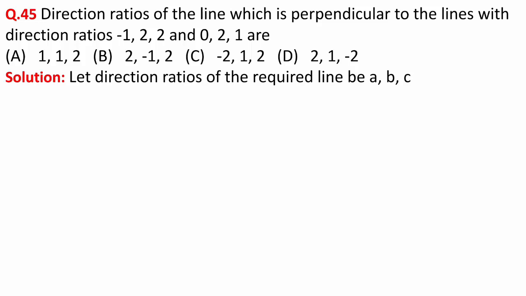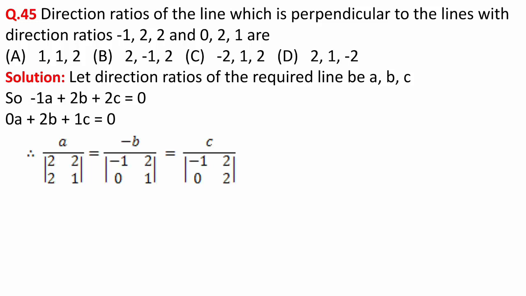Solution. Let the direction ratios of the required line be A, B, C. So -1A plus 2B plus 2C equal to 0, and 0A plus 2B plus 1C equal to 0. Therefore, solving these two equations using Cramer's rule, we get A divided by determinant of 2, 2, 2, 1 equal to minus B divided by determinant of -1, 2, 0, 1 equal to C divided by determinant of -1, 2, 0, 2. Therefore, A divided by 2 equal to B divided by -1 equal to C divided by 2, and hence the correct option is B.